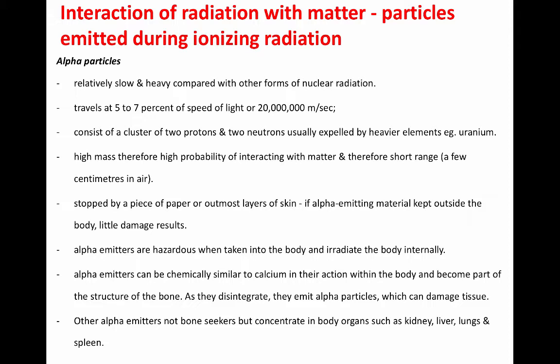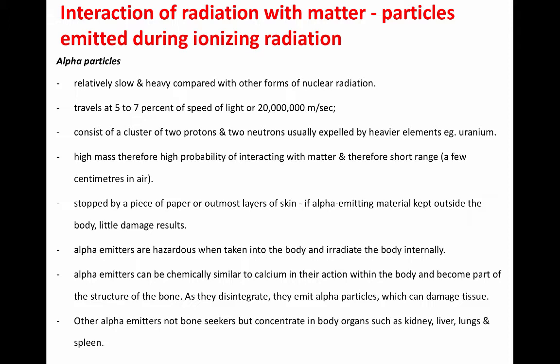Alpha particles are relatively slow and heavy compared with other forms of nuclear radiation. The particles travel at 5 to 7% of the speed of light, or 20 million meters per second, and have a mass approximately equivalent to 4 protons. These consist of a cluster of 2 protons and 2 neutrons, usually expelled by heavier elements such as uranium. Because of their high mass, alpha particles have a high probability of interacting with matter and therefore have a short range, which is usually a few centimeters in the air.